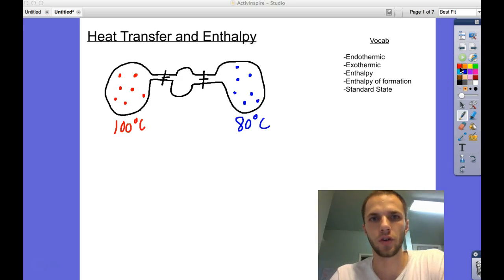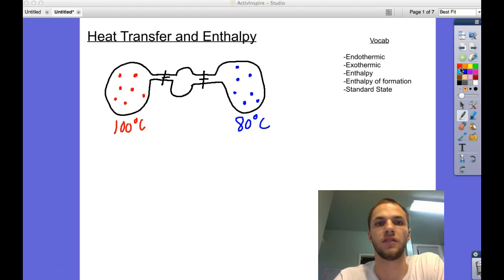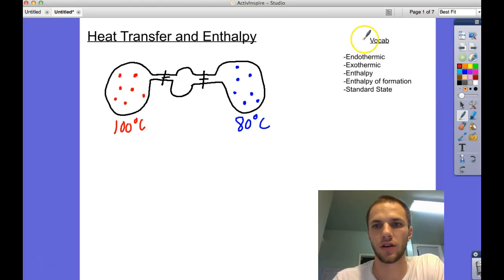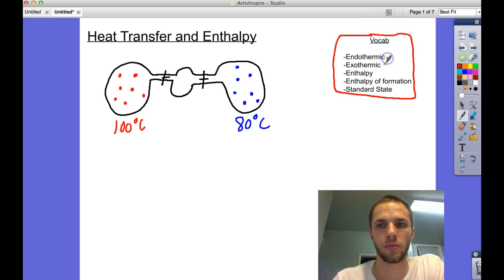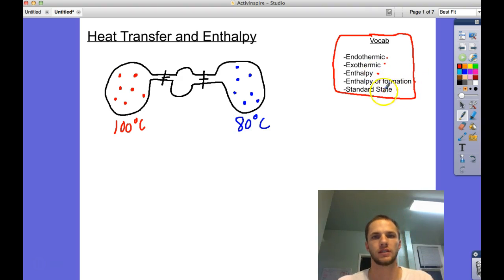Hey guys, so in this video we're going to introduce the concepts of heat transfer, which should be a little bit of a review, and the concept of enthalpy, which is something that will be new for all of us. As we go through this video lesson, there are some vocabulary words to add to your flashcards: endothermic, exothermic, enthalpy, enthalpy of formation, and standard state. And those will be fair game on any cold call quiz coming up in the future.